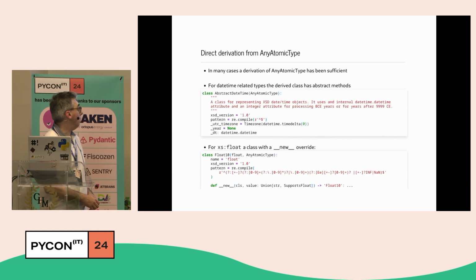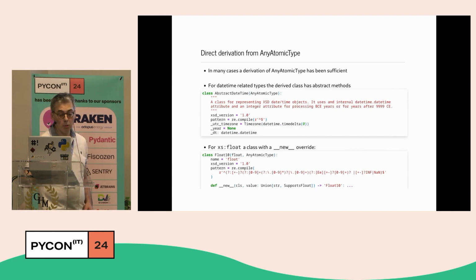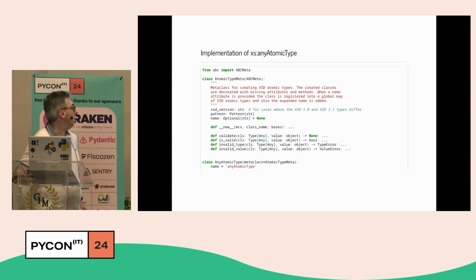The implementation of float is different: I derived directly from an atomic type in this case, in some cases, and float has a pair of classes for processing the creation and the validation of the data. The metaclass also provides a return back, a validation, valid and invalid type, and some other things.